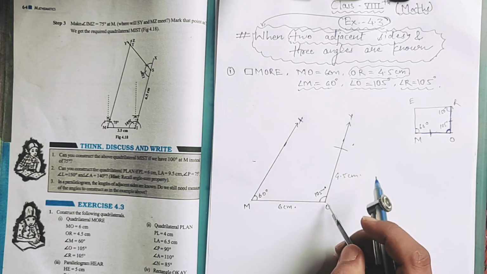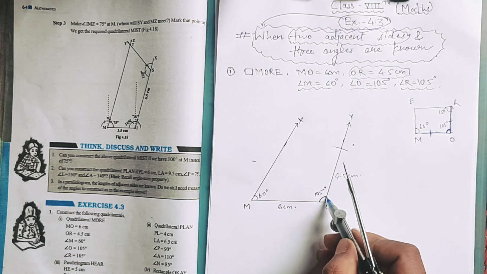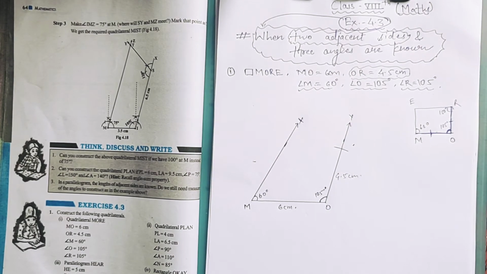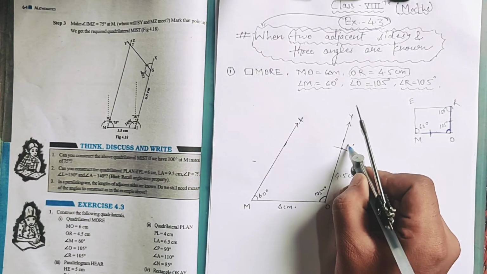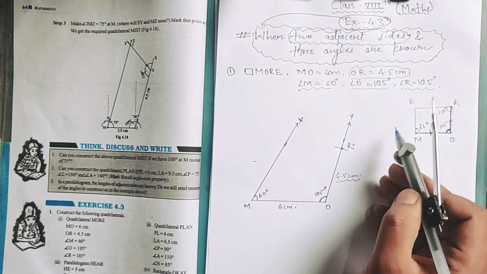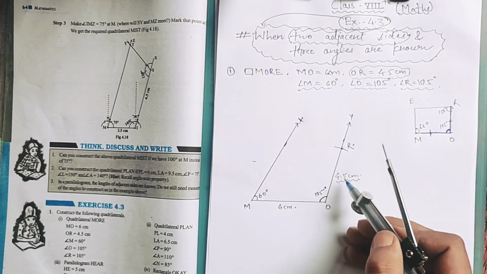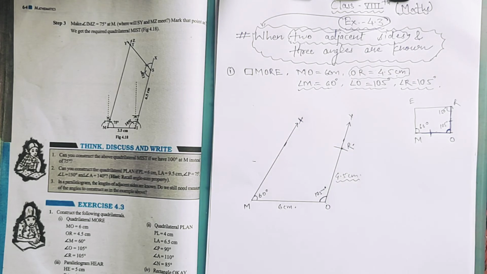And how can we get this ray OY? By the construction of the angle 105 degree at point O. Okay, and we got a point there. Name this point as R because OR equal to 4.5 centimeter is given there. So the distance from O to R is 4.5 centimeter. So we took a point R there.